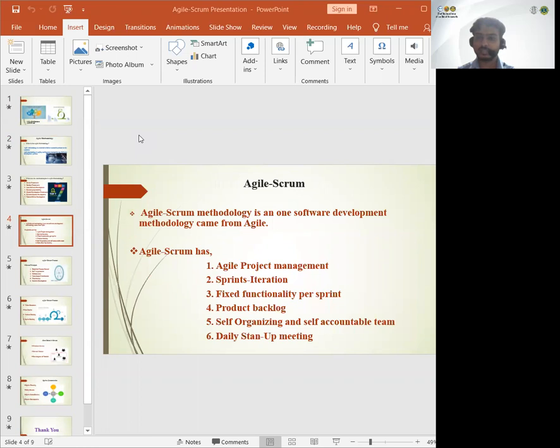Next, let's look at what Agile Scrum is. Agile Scrum is one software development methodology that came from Agile. Agile Scrum has Agile project management, sprint iteration, fixed functionality per sprint, product backlog, a self-organizing and self-accountable team, and a daily stand-up meeting.